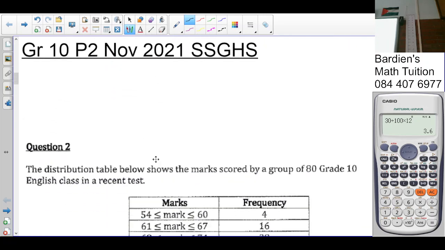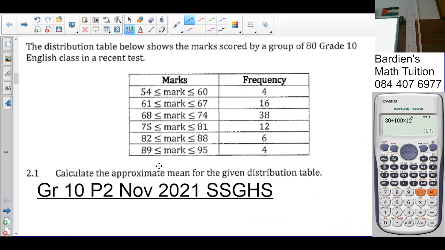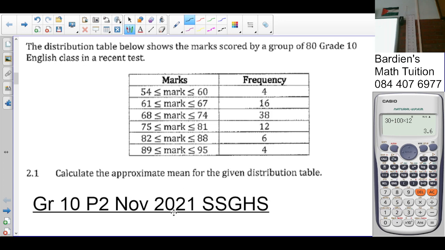Look at question 2. We are saying the distribution table below shows the marks of a group of 80 grade 10 English class in the recent test. Basically it's a test that was given to 80 grade 10s. Calculate the approximate mean for the given distribution table.